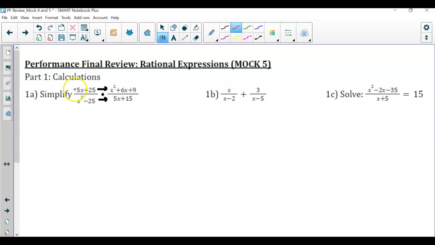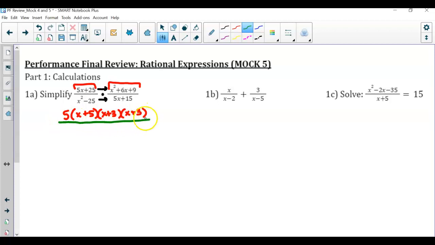So in the numerator, can we factor? Absolutely, because there's a GCF of 5. So I'm going to take out 5 and I'm left with x plus 5 from 5 divided by 5, which is 1, and 25 divided by 5, which is 5. And here I do have a trinomial where a is 1. So what two numbers multiply to get 9 and add to get 6? Oh, 3 and 3. So that is your numerator all multiplied together and factored out.